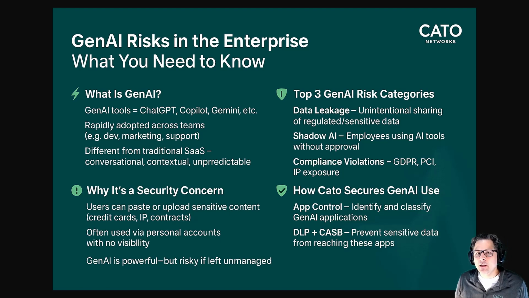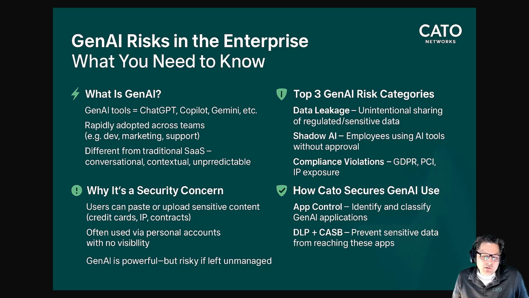Let's get started. So first and foremost, let's talk about the risks that GenAI brings to the enterprise and what you need to know. So what is GenAI? Let's just start there. It's things like ChatGPT, Copilot, Gemini. These are tools that are rapidly being adopted by organizations for not only search, but advanced analytics and deep research. So everyone uses it a little bit differently, but there's a ton of data flowing to these tools.